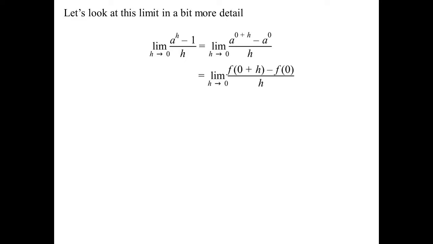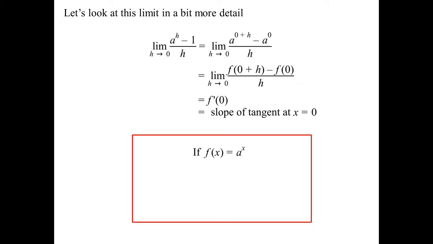So let's just look at that particular limit. A to the power of h minus 1 over h, which I could rewrite like this. A to the power of 0 plus h minus a to the power of 0. Why do that? Well, that is now the first principles formula for the derivative at 0, because we've got it in the form function x plus h minus function x. So in other words, I know the answer to this limit will be the slope of the tangent at x equals 0, whatever that is.